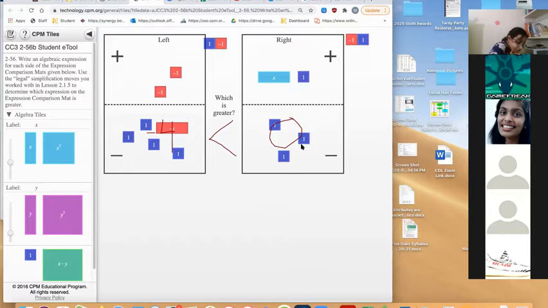I see another 0 pair here. I could get rid of, you know what? I could remove a balance set first. I see that there's 3 on the bottom. I'm going to remove that. And then that is going to go with removing these 3.